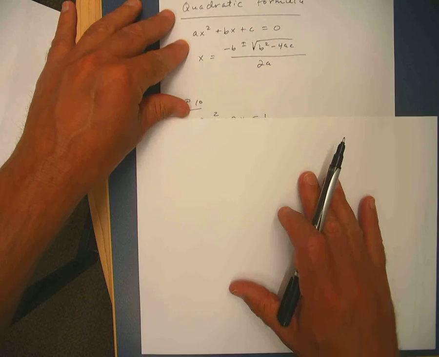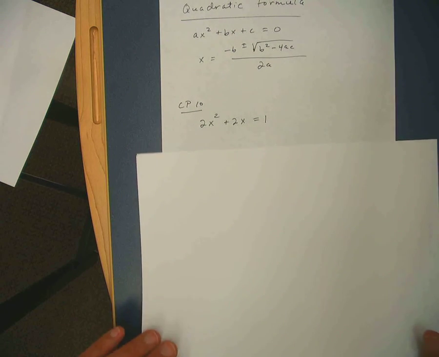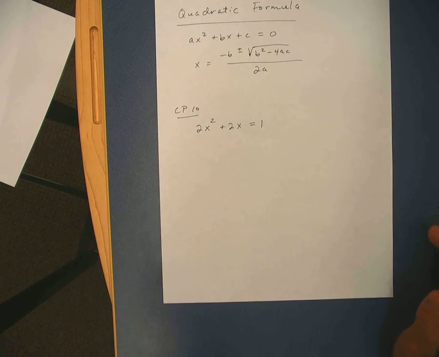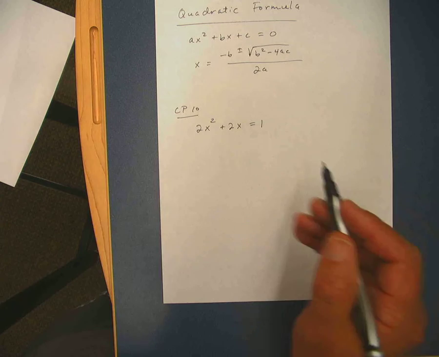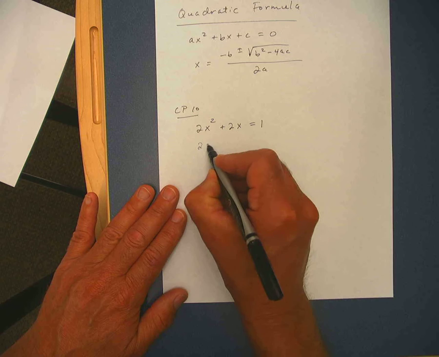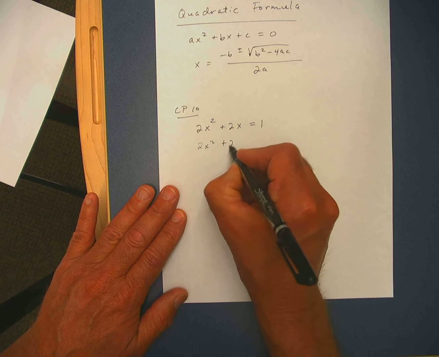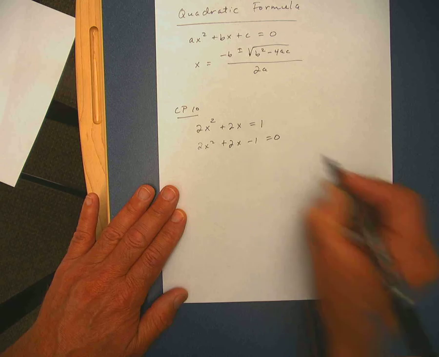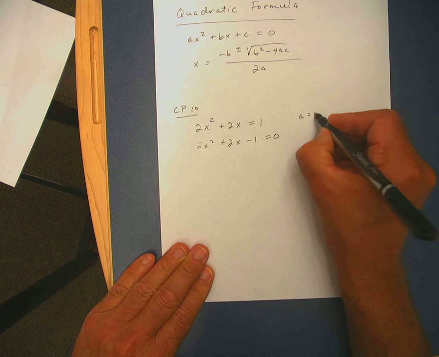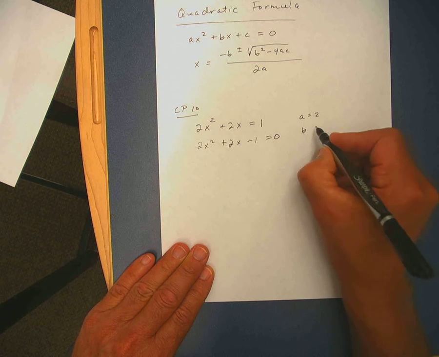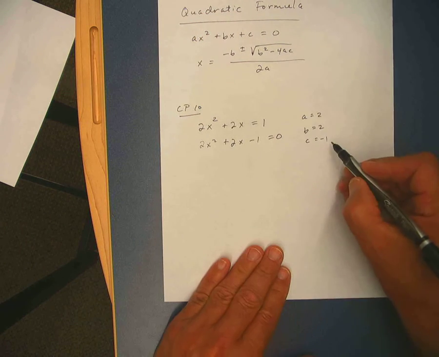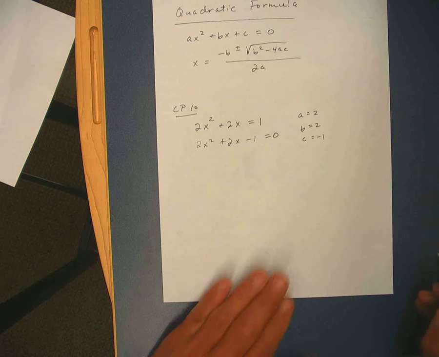Let's take an example. It's a slightly modified checkpoint 10, and I wrote it like this because I wanted to emphasize the point that if you don't have everything on one side, you need to put it on one side equal to 0. So I'm going to subtract 1 from both sides, and change this to 2x squared plus 2x minus 1 equals 0. Now once it's in that form, our a would be 2, b would also be 2, and c would be negative 1. It's important that you keep track of the sign of these numbers because that will make a difference when we plug it in.